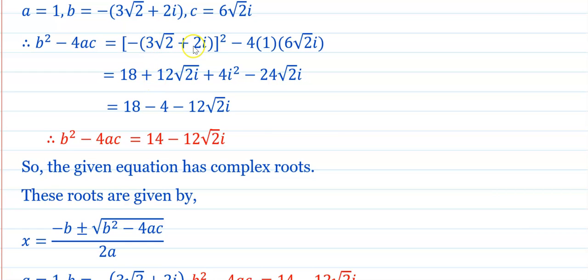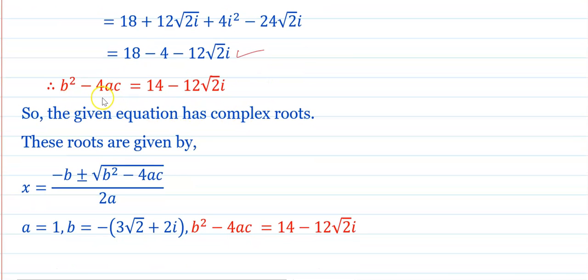Plus the product of 3 root 2 into 2i, that is 12 root 2i, plus 4i square. i square is minus 1, so minus 1 into 4 is minus 4. 18 minus 4 you will get 14. Next, 12 root 2i minus 24 root 2i, you will get minus 12 root 2i.